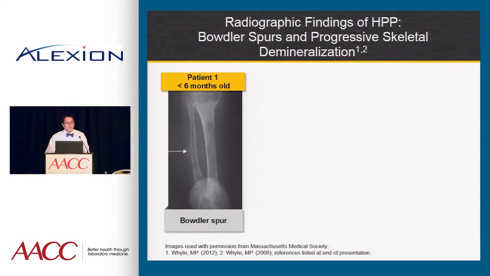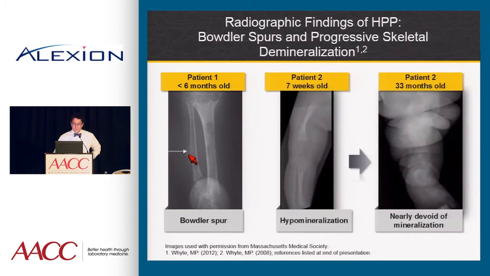I'll show you some of the pathognomonic findings that you really need a radiologist who's also looking to make this diagnosis to pick up. But they'll have these very unique Bowdler spurs. These can actually happen in utero, so if you have a very astute perinatologist, you can pick them up here. Some of the other findings, you can see this profound hypomineralization, which is progressive. So it's almost as if the patient is washing their bones out in front of you.